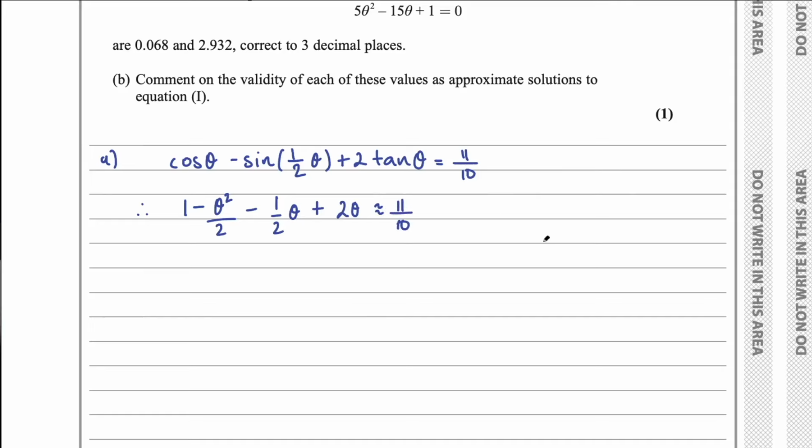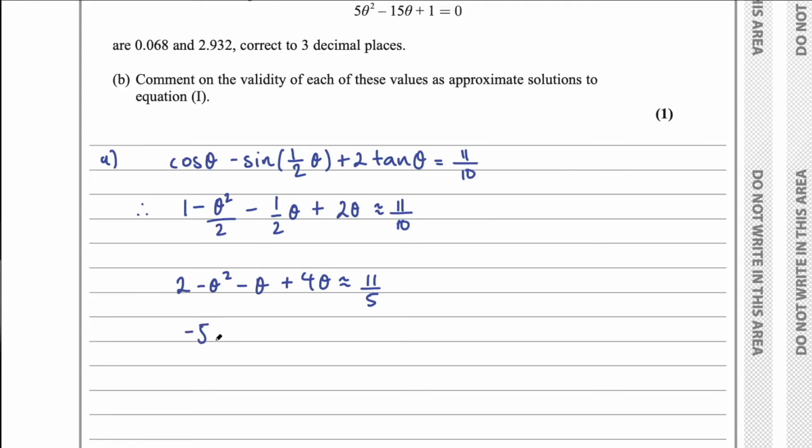And now we need to go ahead and simplify this, so you could multiply through by 2, then we would have 2 take theta squared take theta plus 4 theta is approximately equal to 11 on 5. Then simplify and multiply everything by 5. So I might reorder this a little bit. So I'll have the theta squared as the first term and multiply by 5.